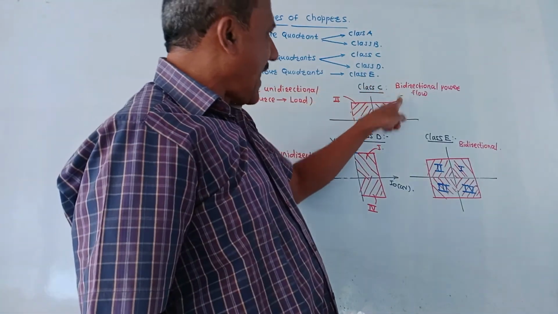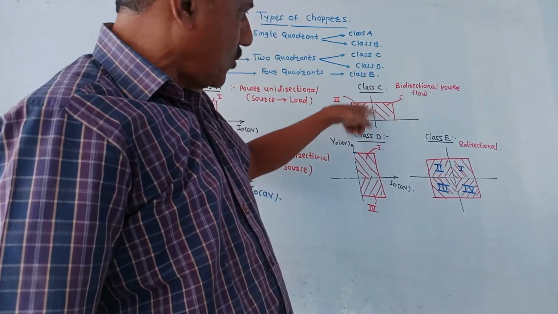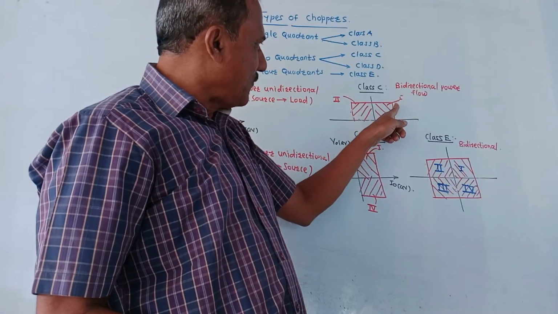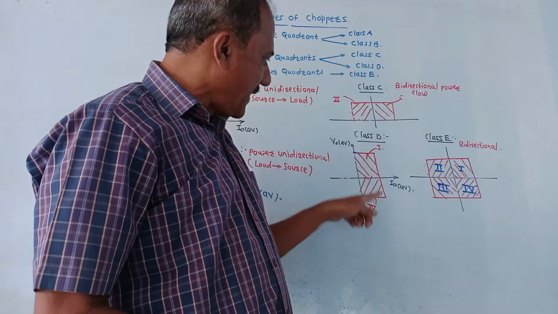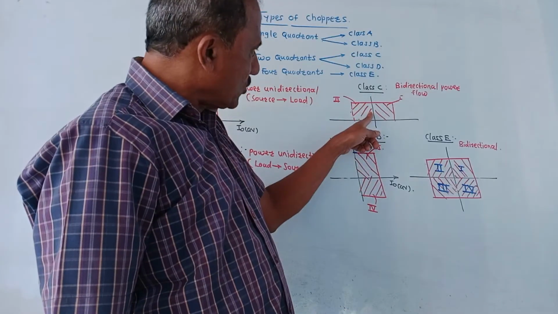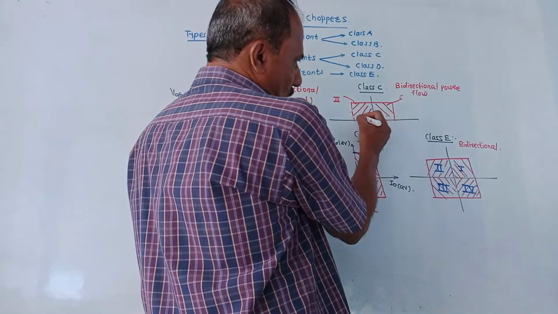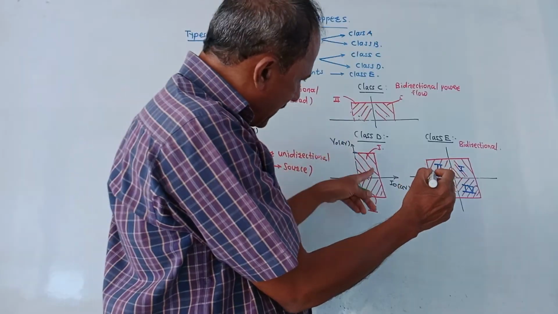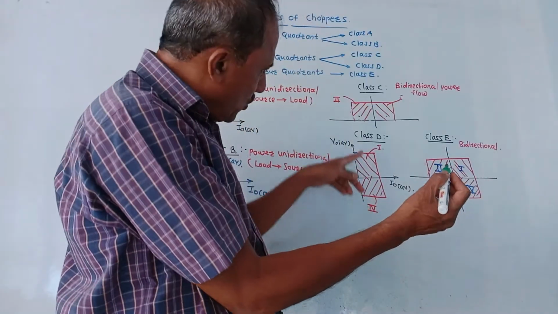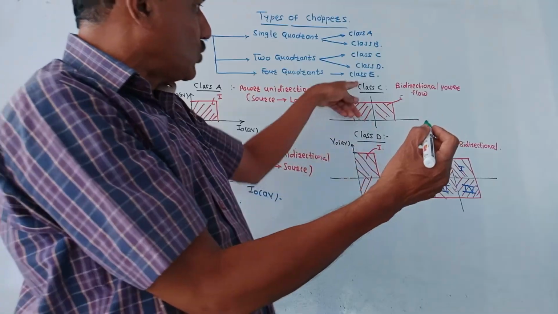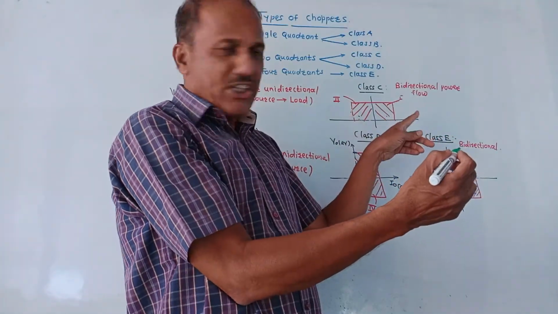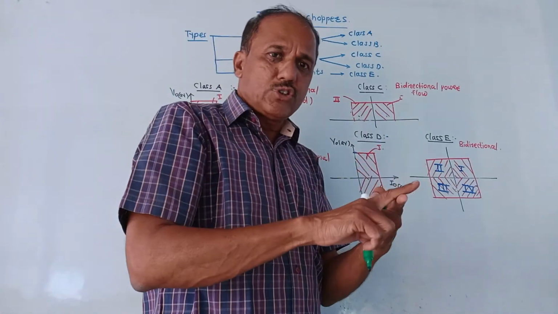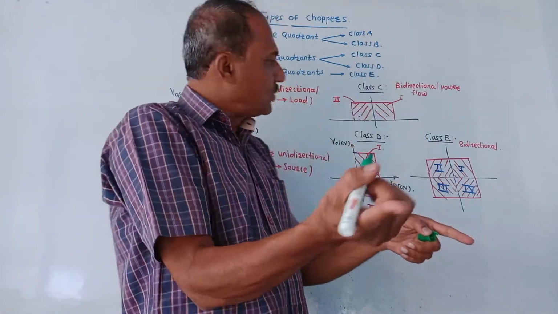Next is class C and class D. These are two quadrant types, that is two quadrant choppers. Class C operates in first and second quadrant. Class D operates in first and fourth quadrant. In case of class C, current can be positive or negative. Voltage is always positive. In case of class D, current is always positive, voltage can be positive as well as negative. Again, these two types, class C and class D, are bidirectional. That means the power transmission takes place bidirectionally, that is from DC source to the load, or vice versa from load to the DC source.